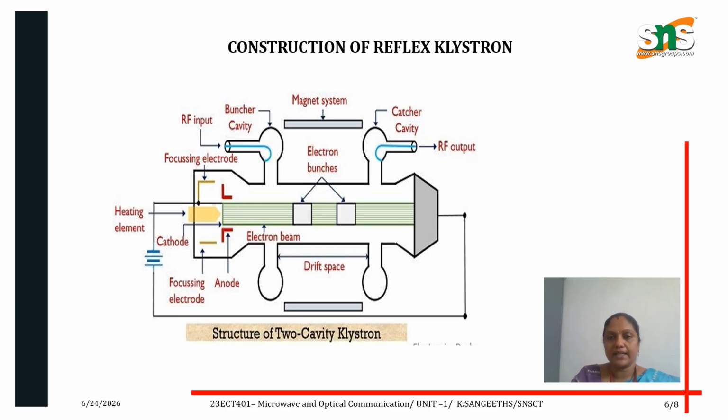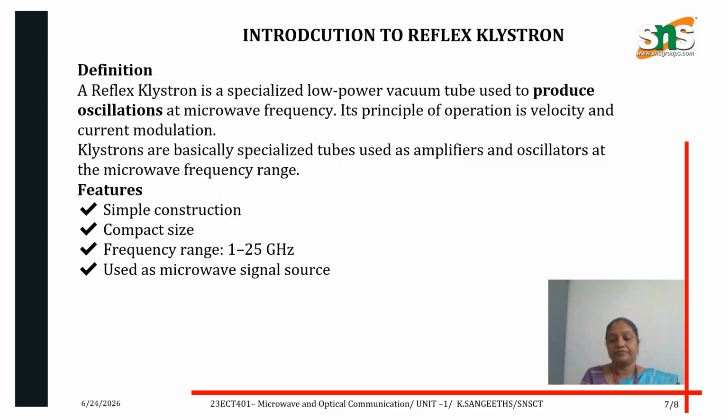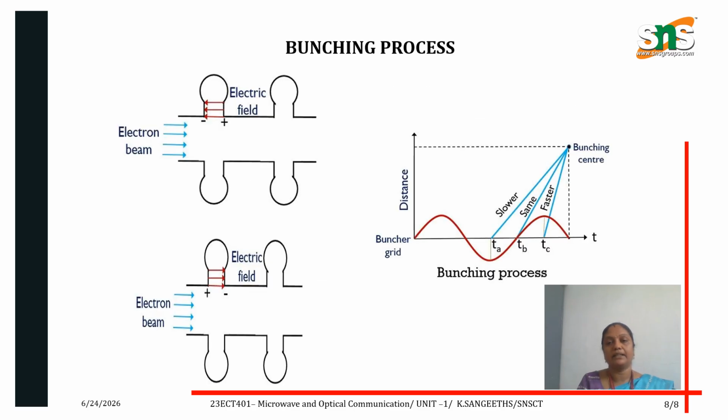The RF input signal is applied to the buncher cavity, causing variations in electron velocity in the drift space. The electrons form bunches and transfer energy to the catcher cavity, producing an amplified output signal. And now the bunching process. Electron bunching occurs when electrons passing through the buncher cavity experience different velocities.